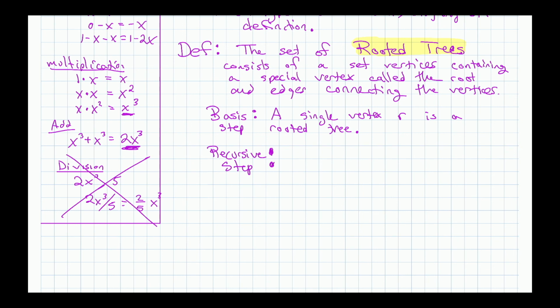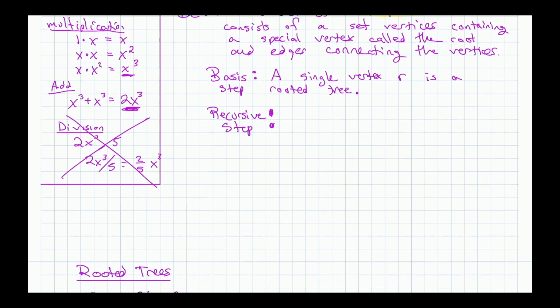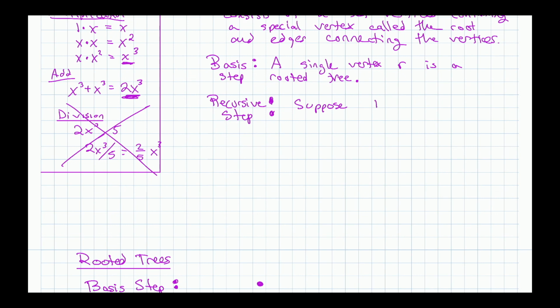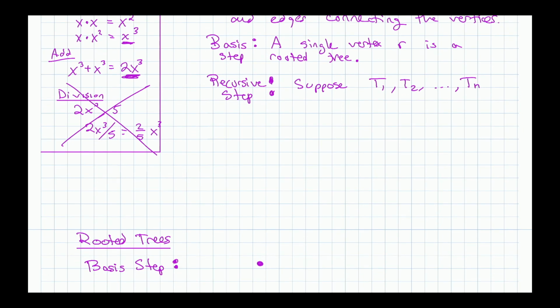All right, what's the recursive step? This is supposed to tell us how to build a new rooted tree out of an old rooted tree. So suppose you've got some trees already: T1, T2, up to Tn are disjoint rooted trees. And I'll define this word in a minute. Disjoint rooted trees.